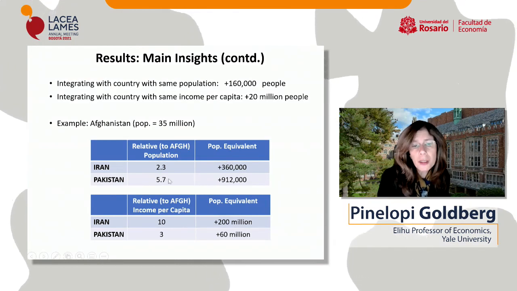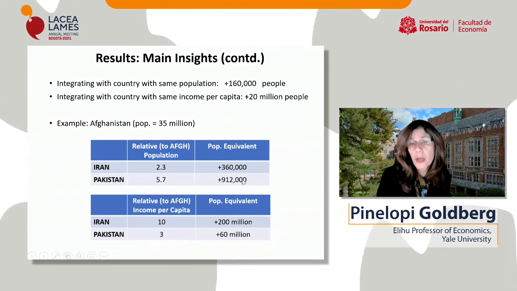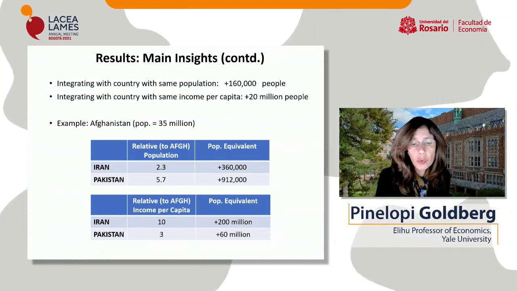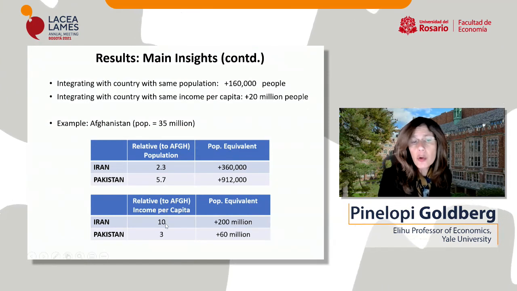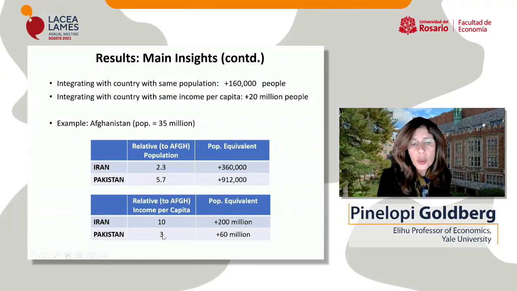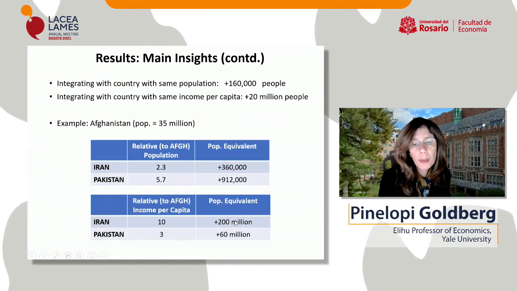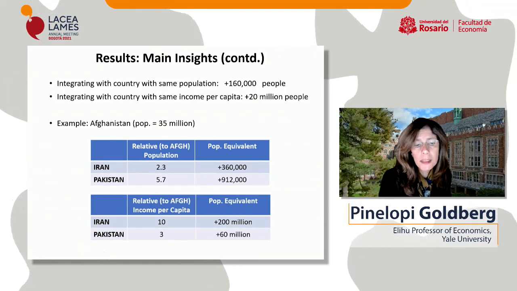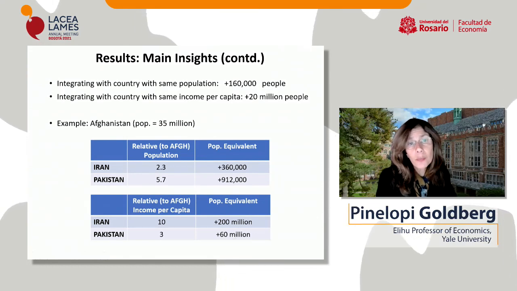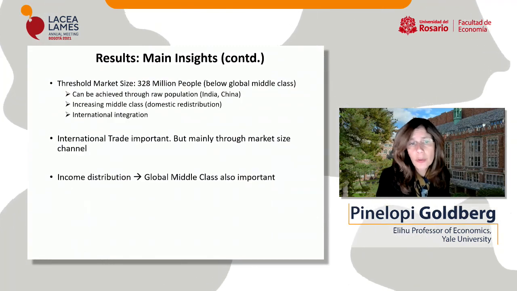If it integrates with Pakistan, which is a much larger market in terms of population, it gets an even bigger population increase. But look at what happens if you make the same calculation based on relative per capita incomes. Iran has 10 times the per capita income of Afghanistan. Pakistan only 3 times. So if Afghanistan integrates with Iran, this is like adding 200 million people to its economy. If it integrates with Pakistan, this is like adding 60 million. Again, this reinforces the point that trade is important, but it's particularly beneficial to low-income countries if they trade with high-income countries.